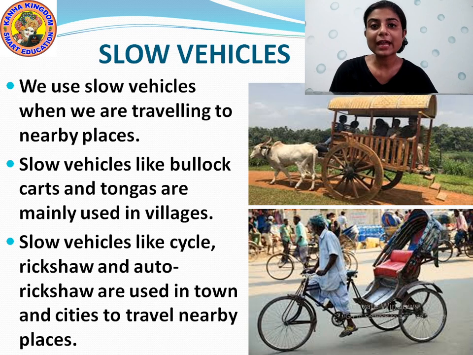Okay, to save our time, because if we go by walking, it will consume more time and we will reach late. So as to reach the place soon without wasting time, we use these slow vehicles to reach nearby places. Okay, in villages, bullock carts and tangas which are driven by animals are used. And in cities and towns, you will see cycles, rickshaws, auto rickshaws. These are vehicles used in towns and cities to travel to nearby places. Understood?